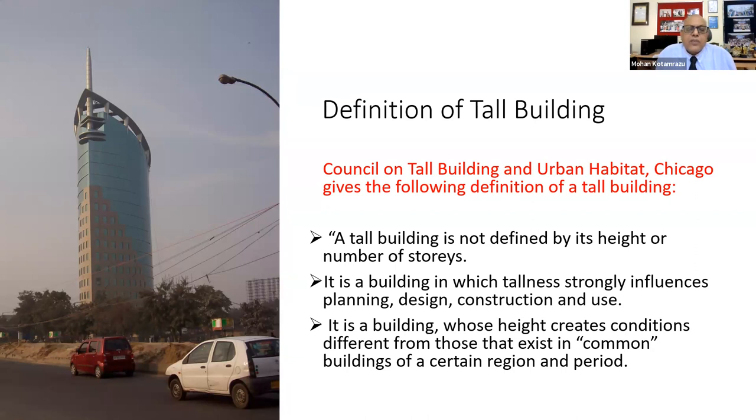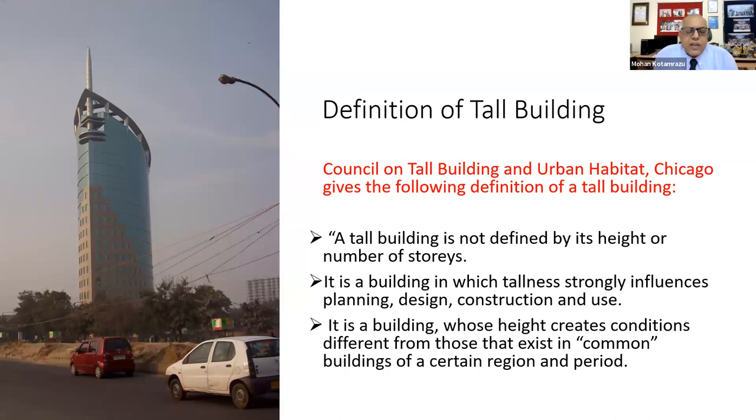So in effect, what is more appropriate is that the functions in a tall building are somewhat different from those of a low-rise building. There are many specialized services which are required for a tall building. For example, you require high-speed lifts. Suppose you have a 100-story building. You can't wait for half an hour for the lift to come up. You need lifts which move very fast, maybe 40 kilometers per hour. Then you have firefighting and so many other security requirements. So these requirements make the building somewhat different from low-rise buildings.